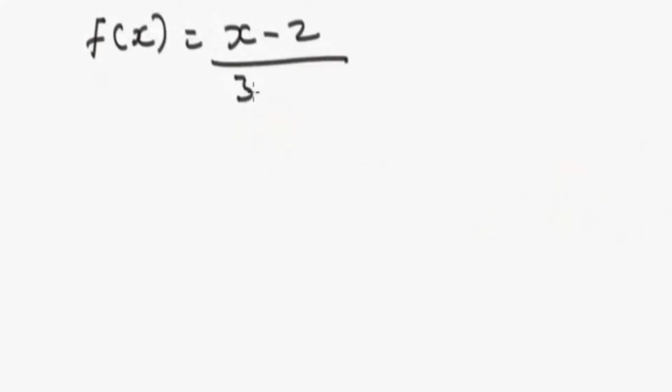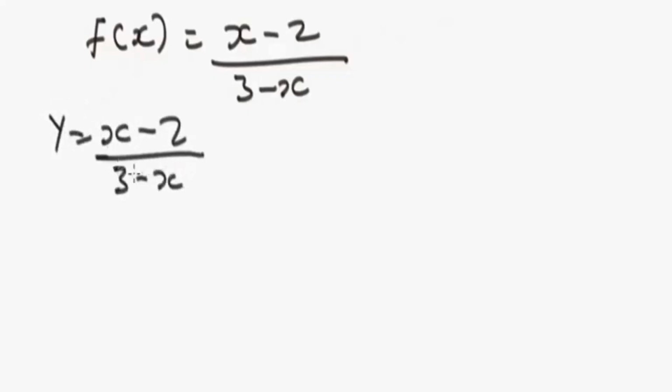Okay, let's say we are given f of x equals x minus 2 over 3 minus x, and we have to find the range of this function. Okay, so remember that f of x is the same as y, so we have y equals x minus 2 over 3 minus x. When you have this kind of problem where you have a variable in the numerator, like here I have x as a variable in the numerator, firstly, we have to express x in terms of y, so we cross multiply.